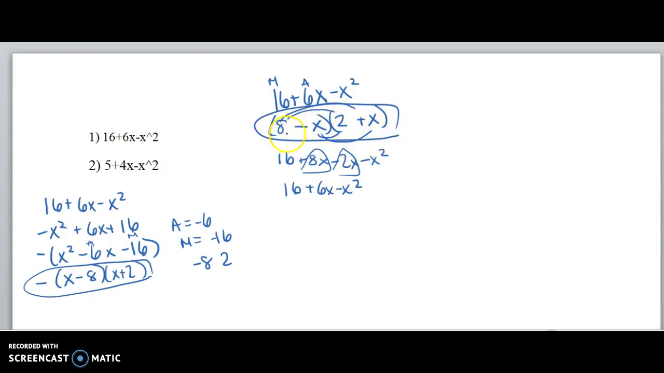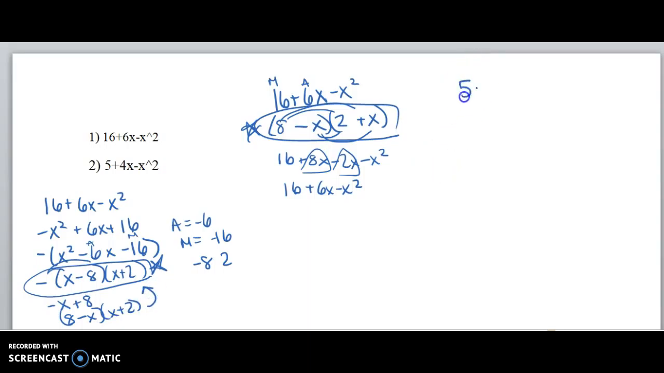Now this is actually the same as this one, because if you distribute this negative in, you'd have negative times x, which is negative x, negative times negative 8, which is positive 8, and you could rearrange it. So this is the same thing as this one.